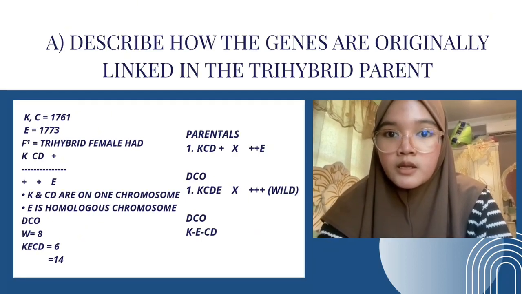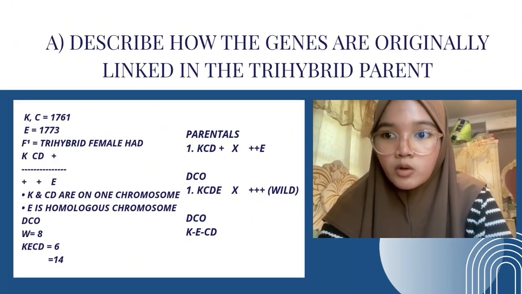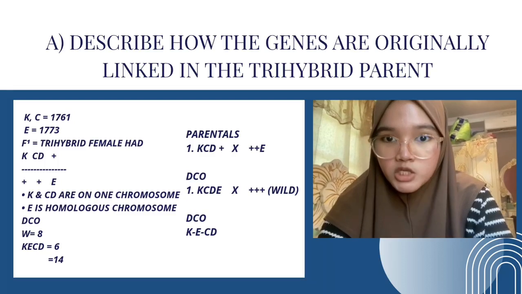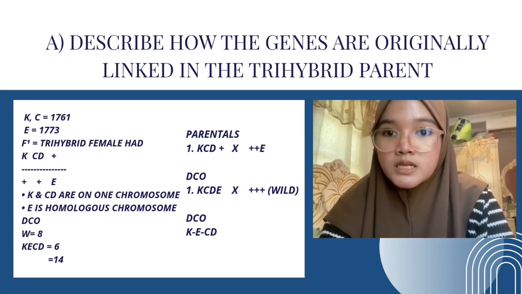Part 2. Gene arrangement. If we look closely, the genes K and CD are located on the same chromosome, while E sits on the homologous chromosome. So when we perform a test cross with the hybrid female, the recombination pattern reveals this arrangement. Part 3. Double crossover, DCO.